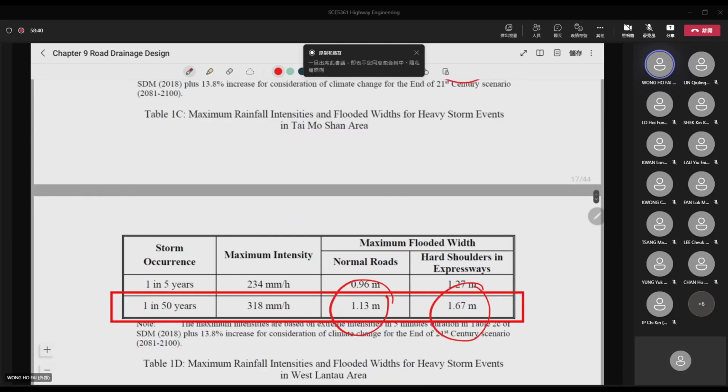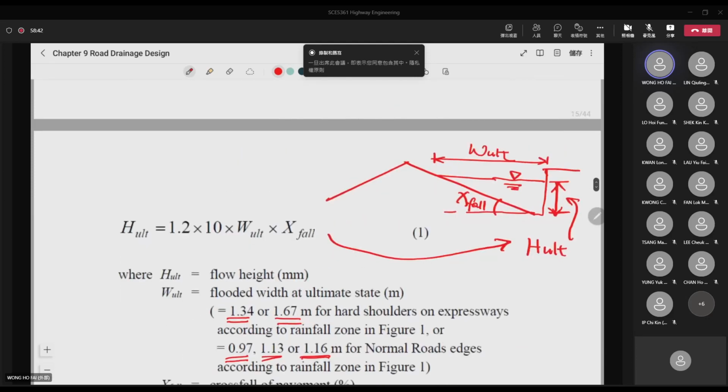And once you have the flooded width, you just substitute it here. This is your flooded width, and you multiply it with the cross fall of the road, and then compare with the factor of safety of 1.2. Then you will calculate the flow height of the highway, and compare it with the curb height. If it is less than the curb height, then there will not be overflow or overtopping onto the footway.